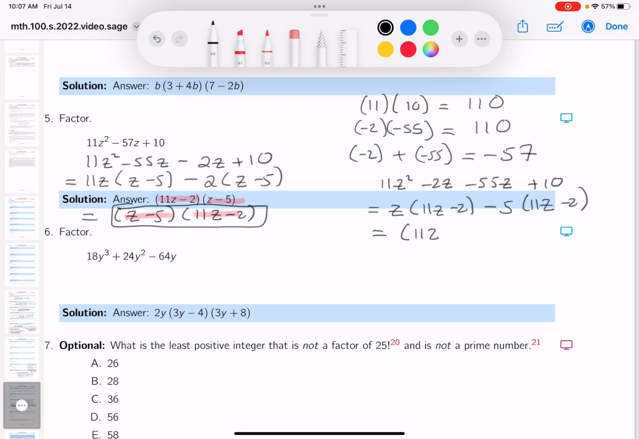What factors there? Well, 11z minus 2 is common to those two terms. We're left with z minus 5. Are we getting the same answer? Yeah, we're getting 11z minus 2 and z minus 5.